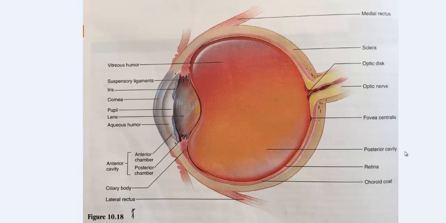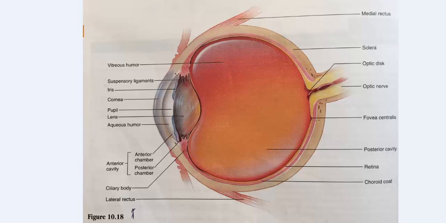Next up is the posterior cavity, which as you see is this large red and orange space here. Now the posterior cavity is filled with a thick fluid called vitreous humor. So these two work together to provide support and cushioning for the entire eyeball itself.